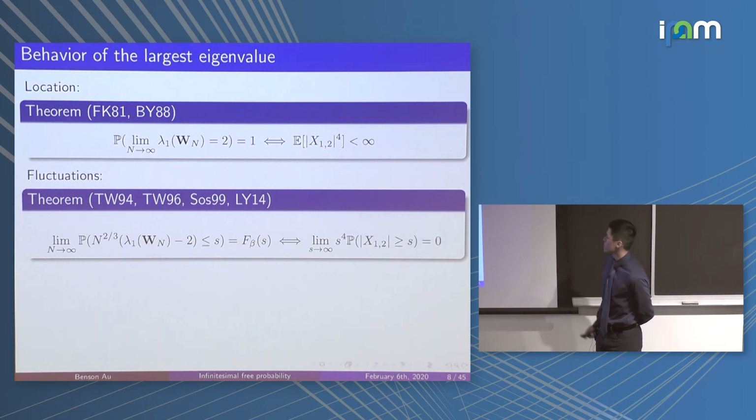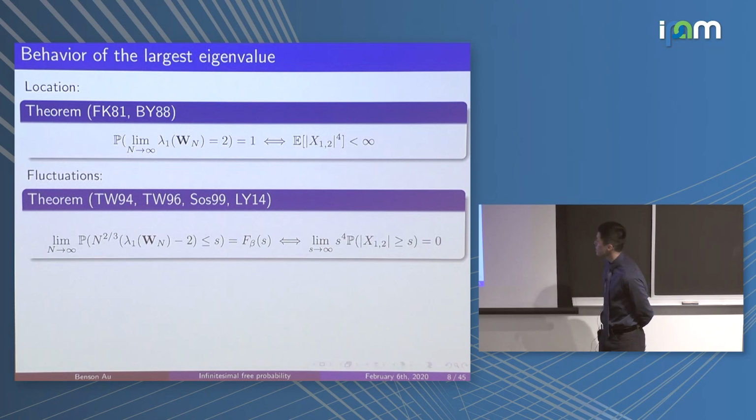Soshnikov extended it to general Wigner matrices satisfying certain moment conditions, and the definitive version that I've written here is due to Li and Yin. It basically says that your fluctuations are converging to something known as the Tracy-Widom distribution if and only if the entries have tails going to 0 quickly enough. Okay, so this limit distribution is not universal in the sense that it does depend on the symmetry class, but up to the symmetry class, it is universal. So there's one for all the real symmetric matrices, and there's one for all the complex Hermitian random matrices.